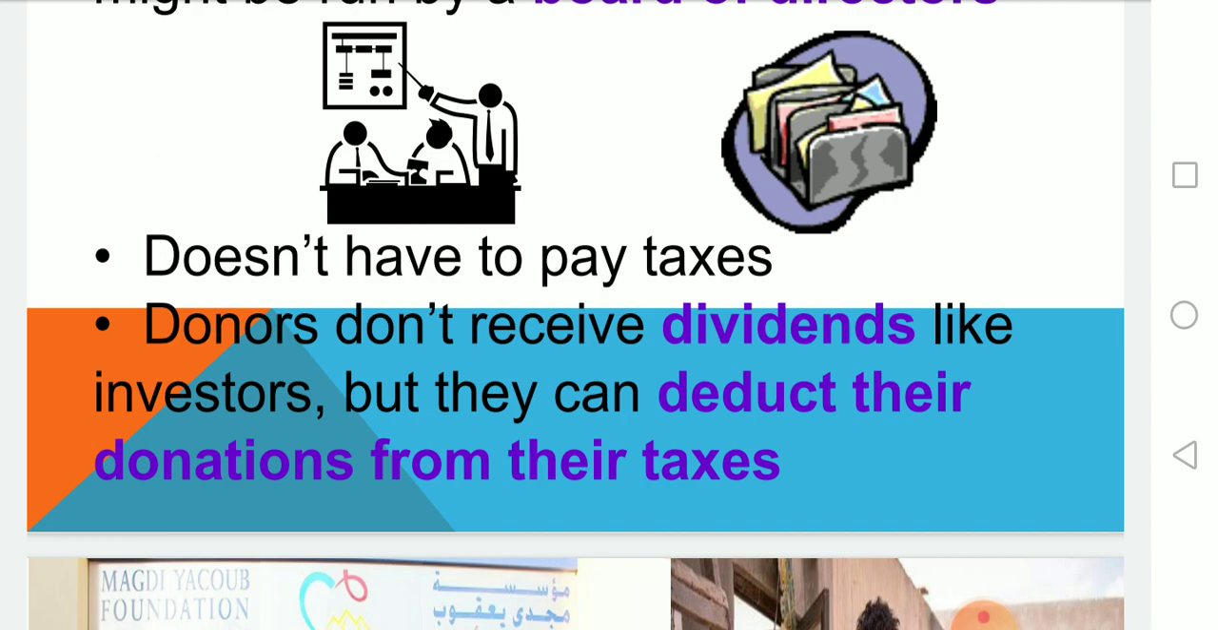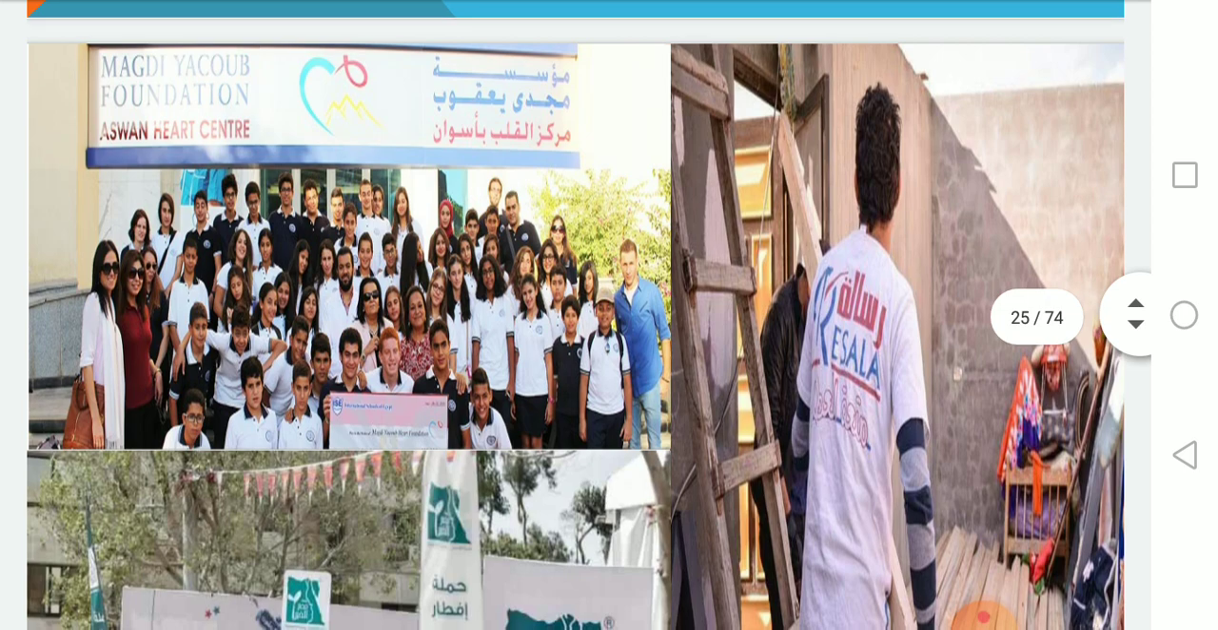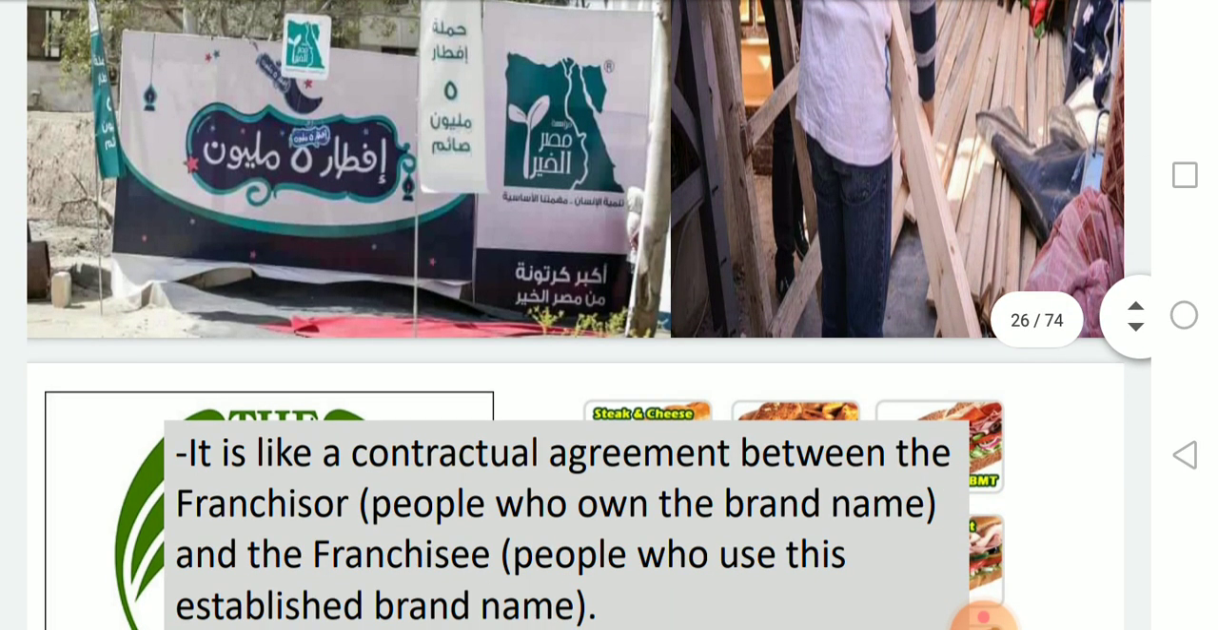Donors don't receive dividends like investors. Donors who pay money, like what? I'm paying money to donate here. The ones who donate can deduct their donations from their taxes. We have here, as we know, Resala and Magdi Yacoub's foundation, as you see.